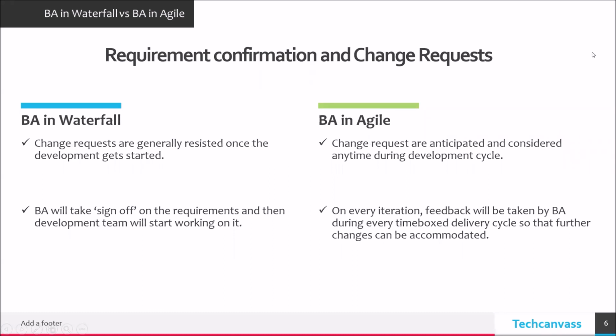Once documentations are done, BA will go for requirement confirmation and change request. In Waterfall, as we briefly talked in point number 1, requirement gathering phase, BA will seek sign off on the requirement to freeze the same or to restrict stakeholders or client for any change requests.